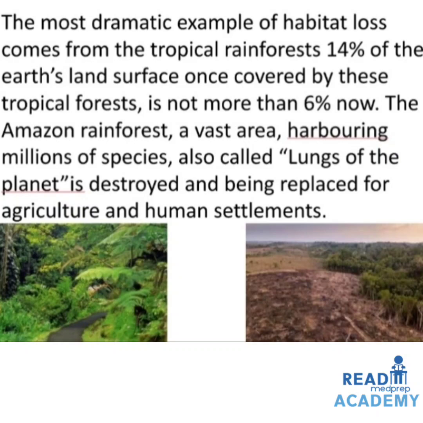The most dramatic example of habitat loss comes from the tropical rainforest. 14% of the Earth's land surface once covered by these tropical forests is not more than 6% now. The Amazon rainforest, a vast area harboring millions of species, also called the lungs of the planet, is destroyed and being replaced for agriculture and human settlements. In the left side image you can see a road going through the forest. The right side you can see the destruction of a large area of the forest for human settlements.